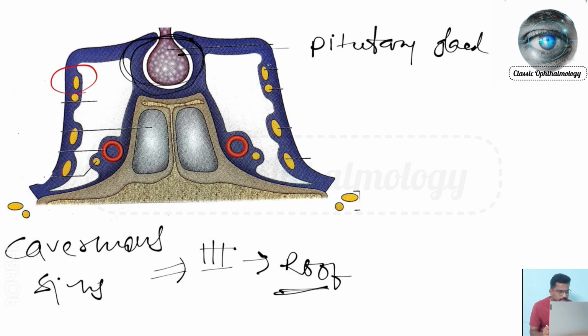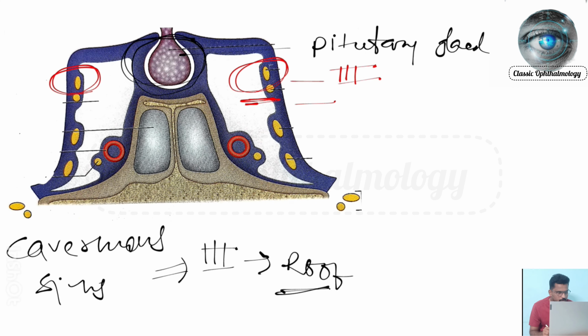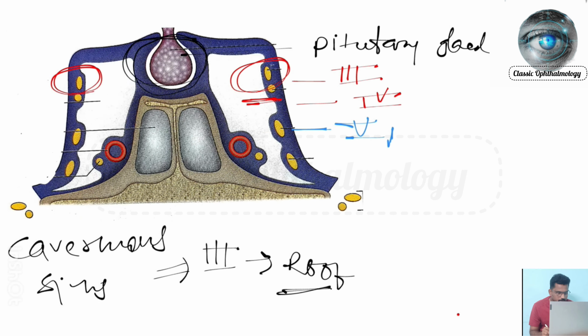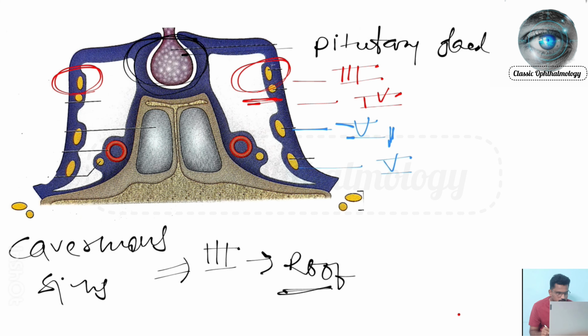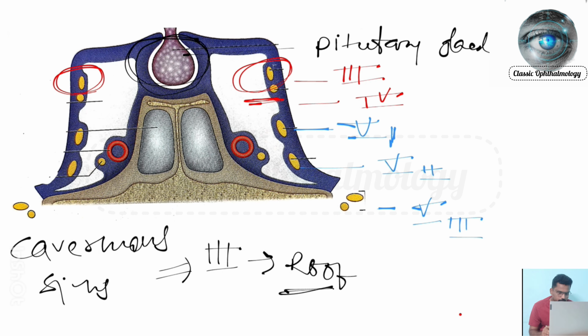Superiorly we can see that this is our oculomotor nerve, our third nerve. Just inferior to it is the fourth nerve. Below this there is the first division of the trigeminal, and this is the second division of the fifth cranial nerve. And this is the third division of the fifth cranial nerve.